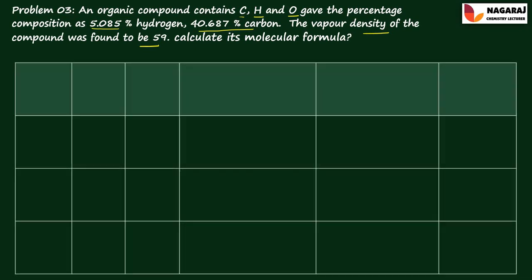First we have to calculate the percentage of oxygen. Percentage of oxygen is equal to 100 minus the percentage of the remaining elements. That is, carbon percentage is 40.687 plus hydrogen percentage is 5.085%. On simplification, it gives 54.228%.